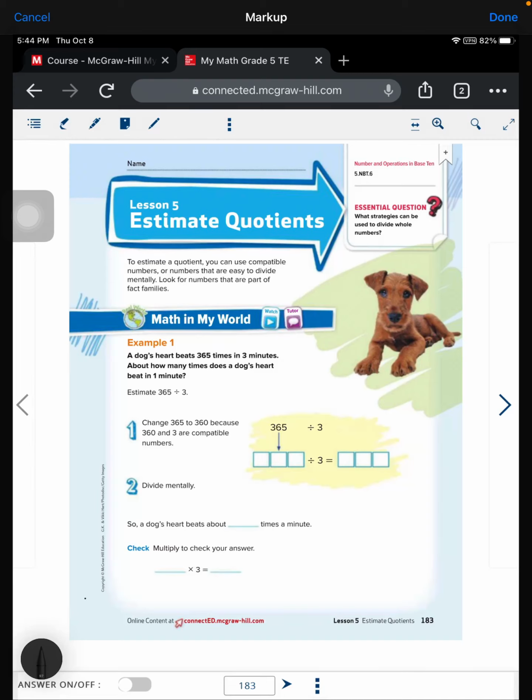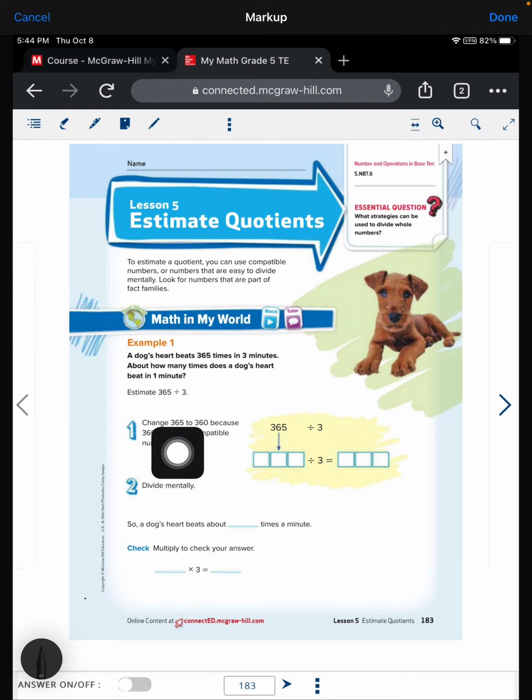Cox. We are on Chapter 3, Lesson 5, Estimate Quotients. The whole reason for this chapter is to teach you how to do division faster. There's a few tips and tricks you can do to help make division easier, and this is one of them. Estimating quotients. Let's go down here to the story problem.